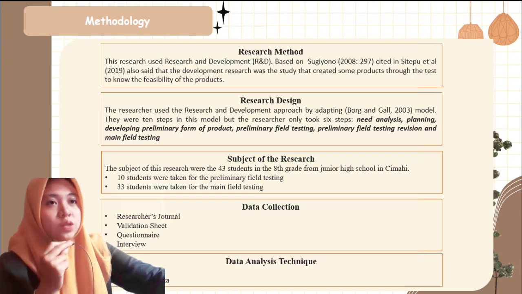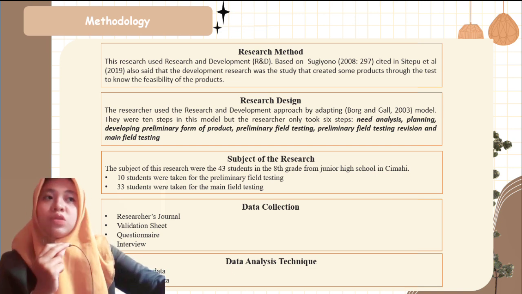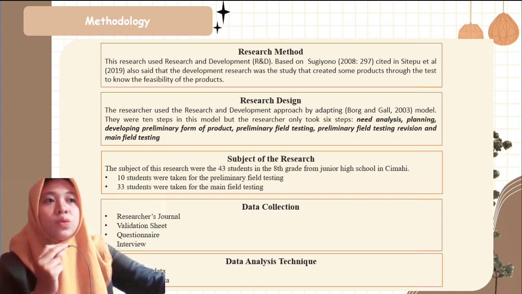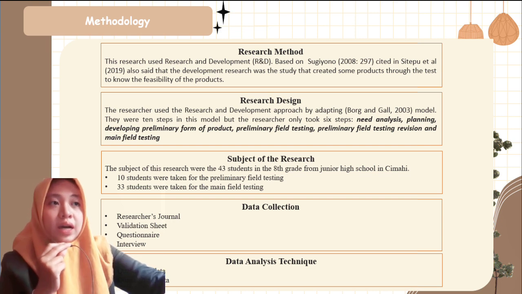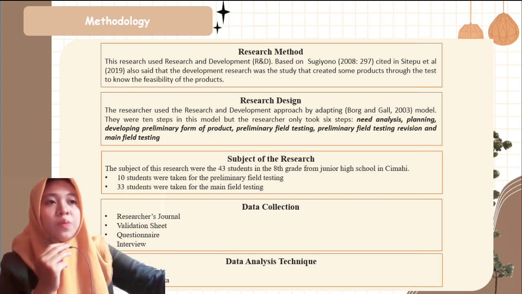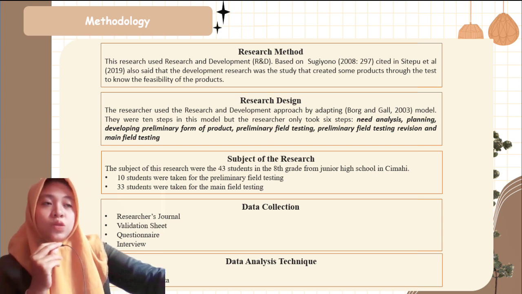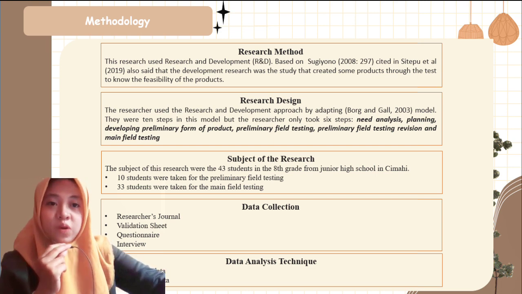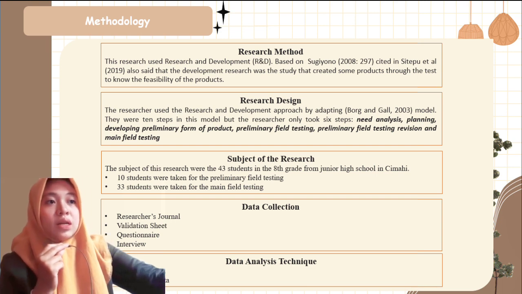So this research used research and development based on Sugiyono 2008, page 297, cited in Sitipu et al. 2019, who also said that development research was the study that created some products through testing to know the feasibility of the products. And then the next one is the research design. The researcher used the research and development approach by adapting Borg and Gale 2003. There were 10 steps in this model, but the researcher only took 6 steps. There are need analysis, planning, developing preliminary form of product, preliminary field testing, revision, and main field testing.